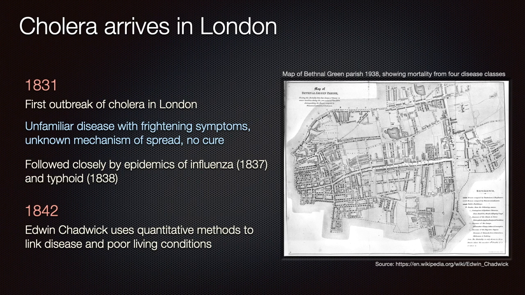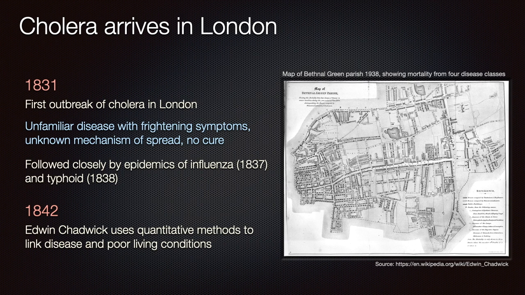After these three epidemics, in 1842, Edwin Chadwick published The Sanitary Conditions of the Laboring Population, in which he used quantitative methods to show a direct link between poor living conditions, disease, and life expectancy.